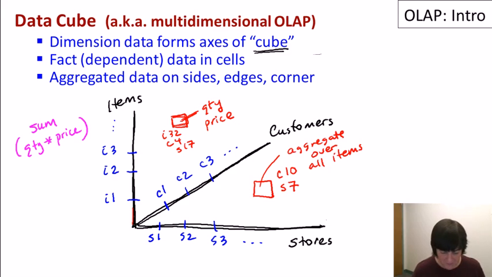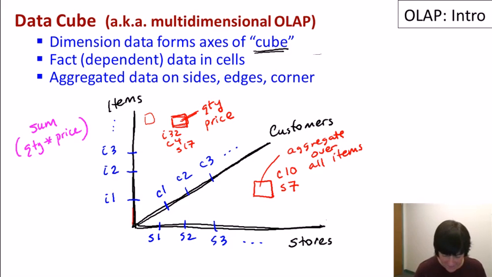And we'd have similar values on the other faces of the cube. So this face over here, for example, would be for a particular item and customer over all stores. And then on the front face of the cube, if you can imagine that, would be for a particular item and store over all customers.